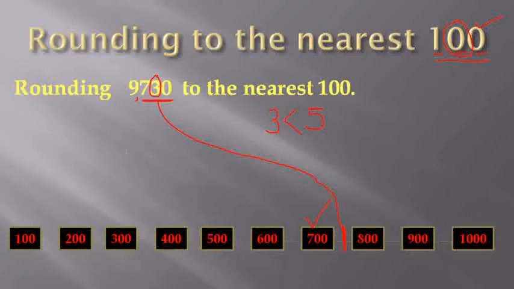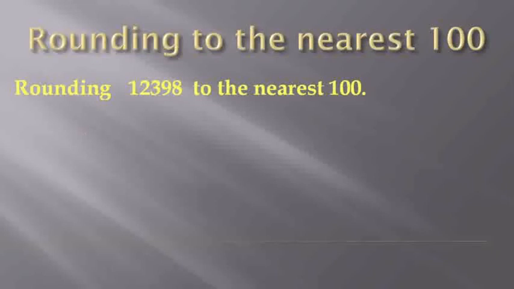So no change in 9. Okay, only change in 730. It will be 700. So the answer is 9,700. Okay class, now I move towards the next example. Rounding 12,398 to the nearest 100.